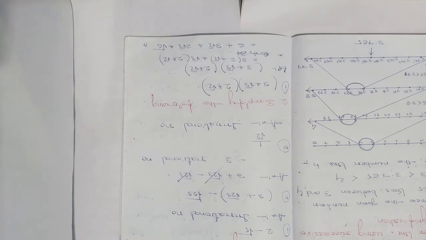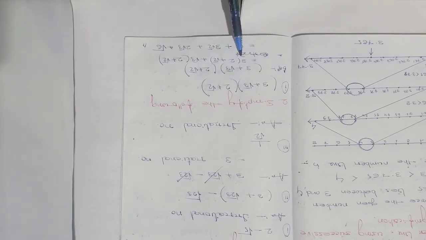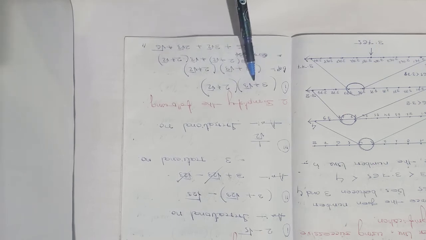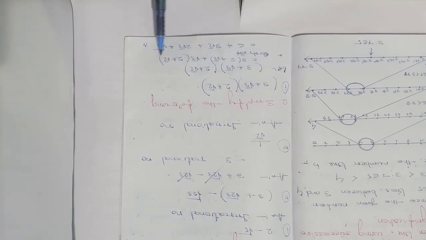So students, I hope all of you know from last year how to multiply. The rule is 3 into the first bracket, so 3 into 2 plus root 2, and plus root 3 into 2 plus root 3. Now multiply these numbers. 3 into 2 is 6, 3 root 2, 2 root 3, plus root 3 into root 2, which is root 6. Since there is no like term, we cannot add. So the answer is this one only. I hope all of you are understanding.